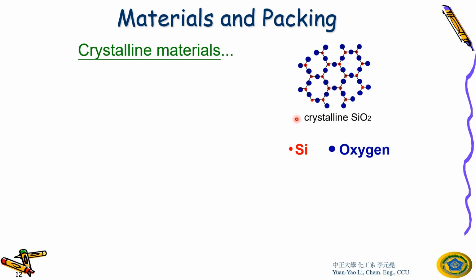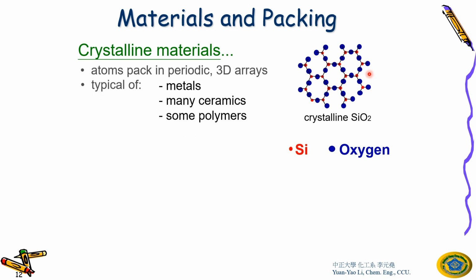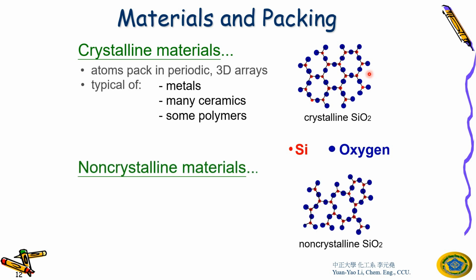So this is a structure of crystalline SiO2. What do you know? What is crystalline SiO2? Quartz. 石英. In Chinese it is 石英, right? So quartz is made of silicon and oxygen. You have it like this, and you know the unit cell is something like this. You can repeat and repeat like this. So atoms are stacked in periodic three-dimensional arrays. It is typical of metals, ceramics, and some polymers.